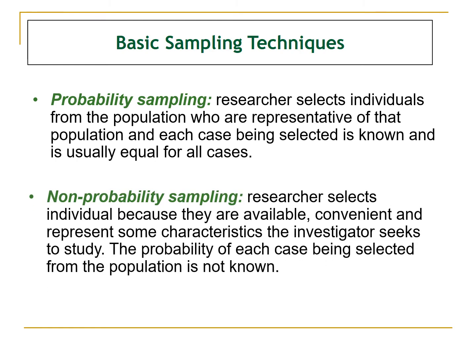In non-probability sampling, researchers select individuals because they are available, convenient, and represent some characteristics the investigator or researcher seeks to study. The probability of each case being selected from the population is not known. When do we use non-probability sampling? When the population is not known. For example, your target subjects are students who failed the subject statistics. In this case, determining the population of those students who failed the subject is difficult. Therefore, non-probability sampling is the appropriate sampling technique in selecting samples.